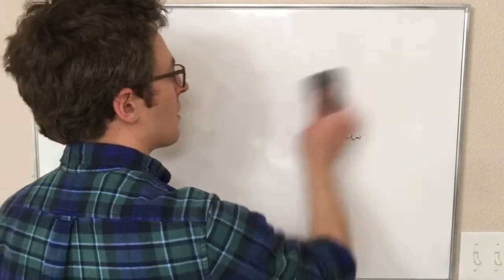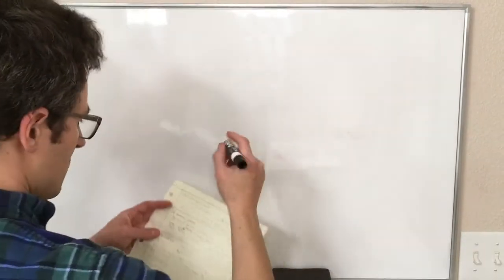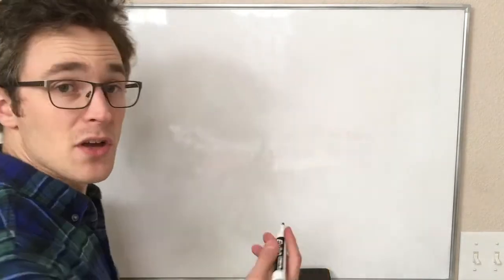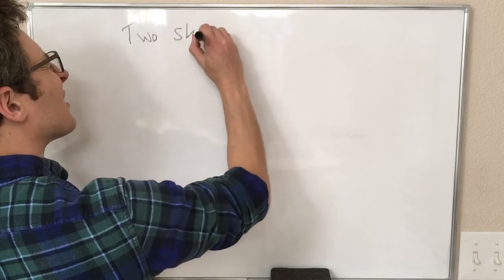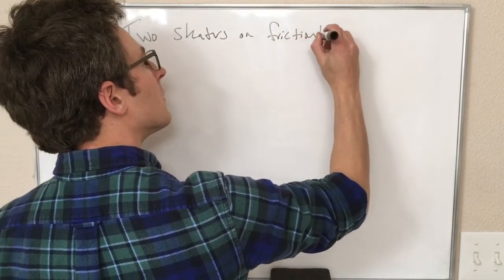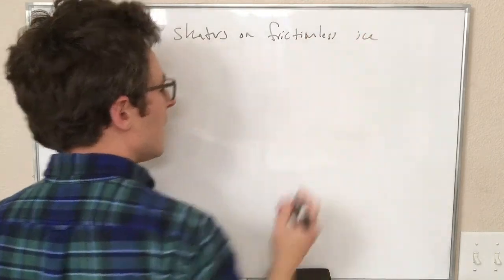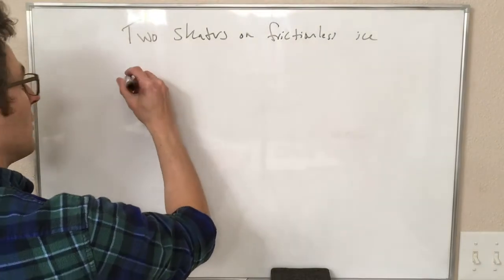Okay, so here's our example of a 2D momentum problem. So we have two skaters on a frictionless ice surface. And here is our top view of the skaters on the ice.